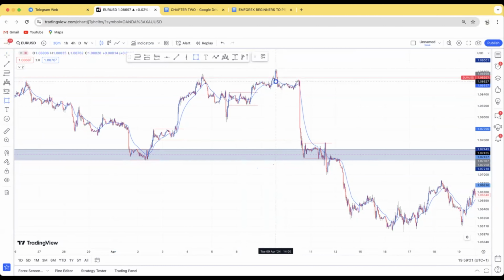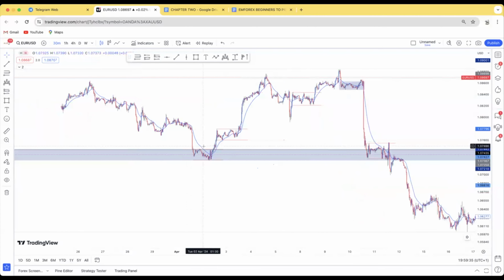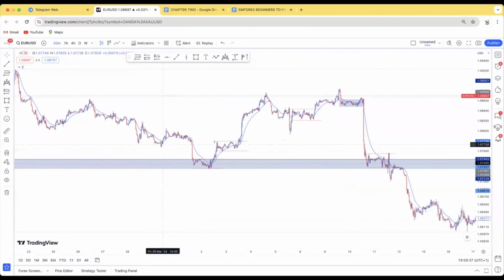You can see the formation happening over and over again. In most cases, this rectangle is a range. Sometimes it formed during the Asian session. You can see it here. It formed during the Asian session. Once you're able to capitalize on the range breakout, you can have good movements.